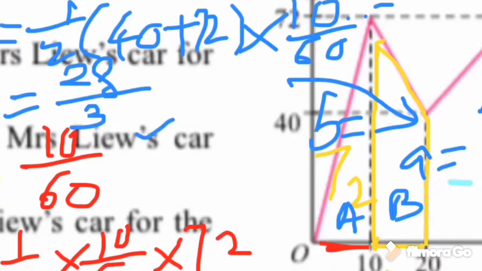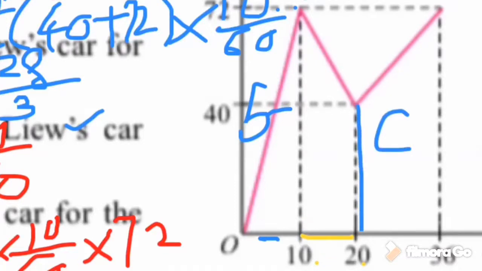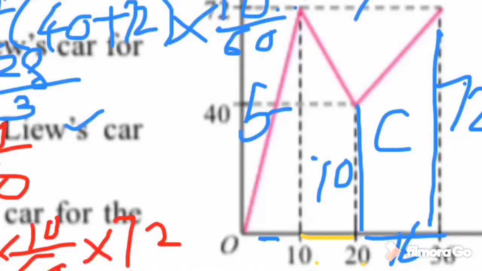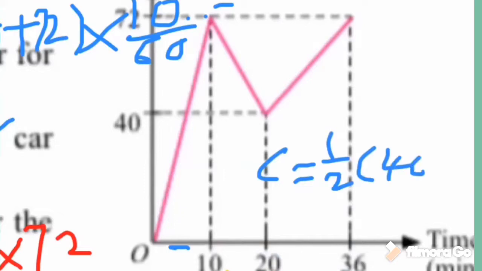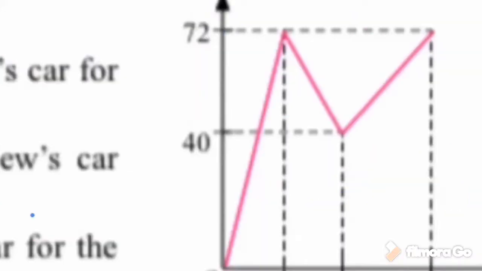So you got one more portion, which is part C. Part C is also a trapezium. So we will use the trapezium formula again to find part C. For this one, we label as C. So our A is here, 40. The area for C is 1 over 2 times (40 plus 72) times 16. Wrong, have to divide by 60. So your answer is 40 plus 72 times 16 divided by 60 times half. In fraction, it is 224 over 15.